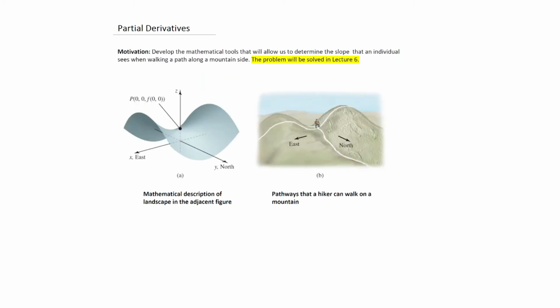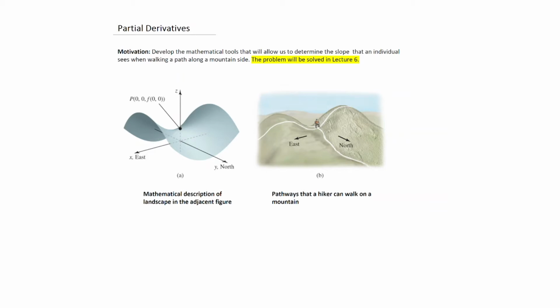As usual, the second slide is just an outline of the slides to follow. I'll just move from here on to the main body of this lecture. So let's look at the issue of partial derivatives and why they are necessary. The motivation is basically to develop the tools that allow us to determine the slope that an individual sees when walking a path, for instance, along a mountainside. We'll actually solve this problem in Lecture 6 once we establish the tools that are required.